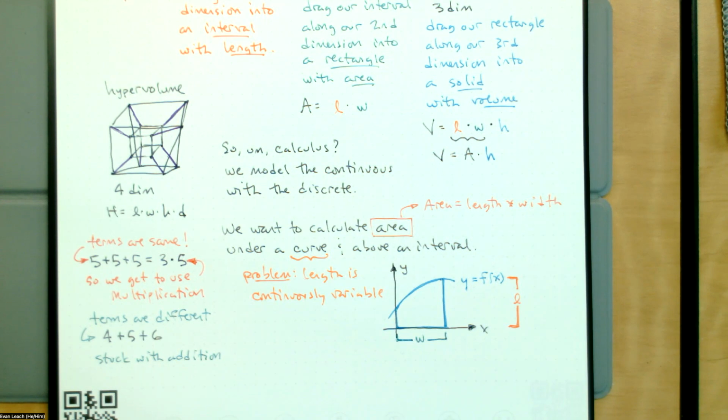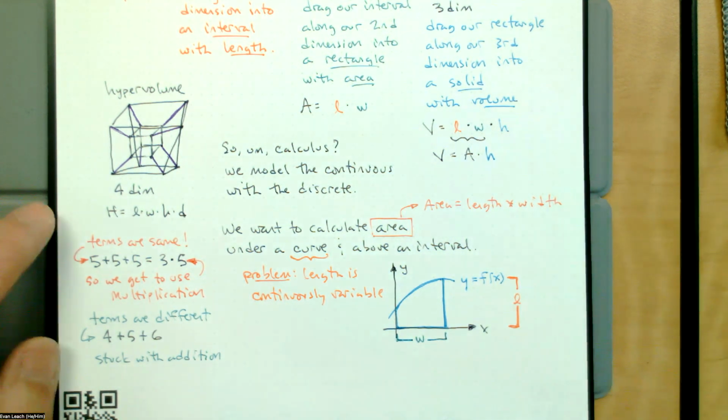Here's what we're going to do with our continuously variable problem. I want to calculate area, it's length times width. That only works when the length is constant. The length isn't constant. So what we're going to do is make the length constant. That takes care of the continuous part. And we'll make it constant on small little pieces. That takes care of the variable part because then we can just use addition.